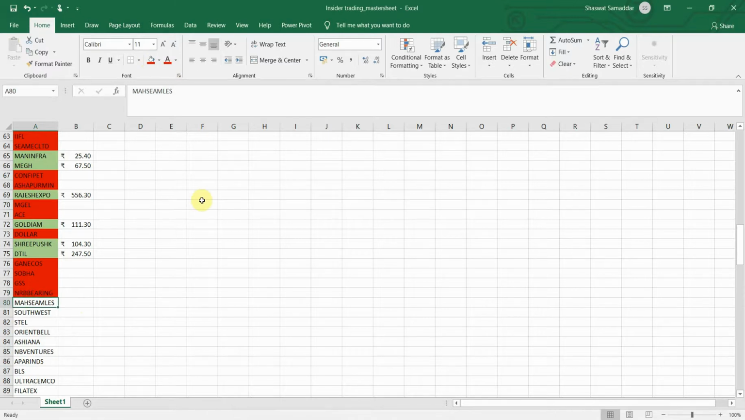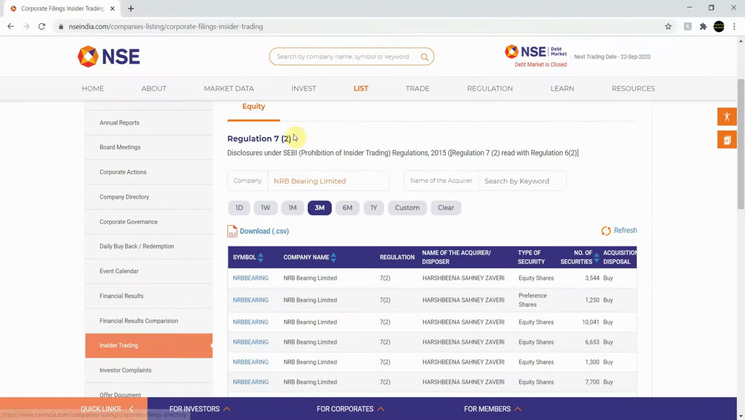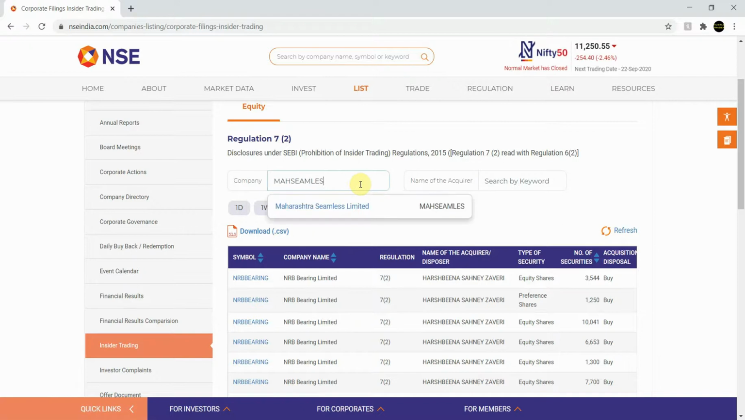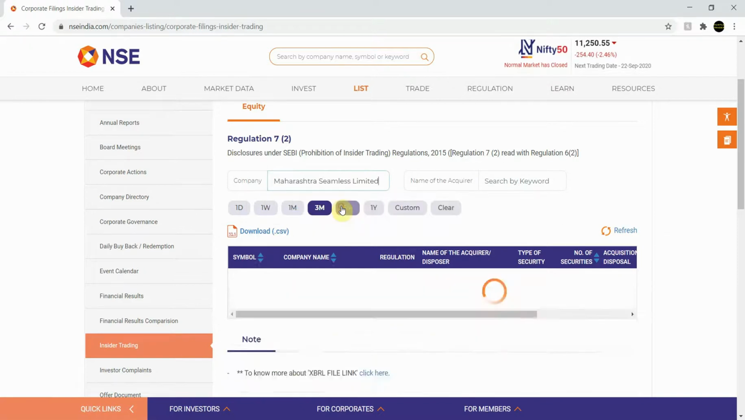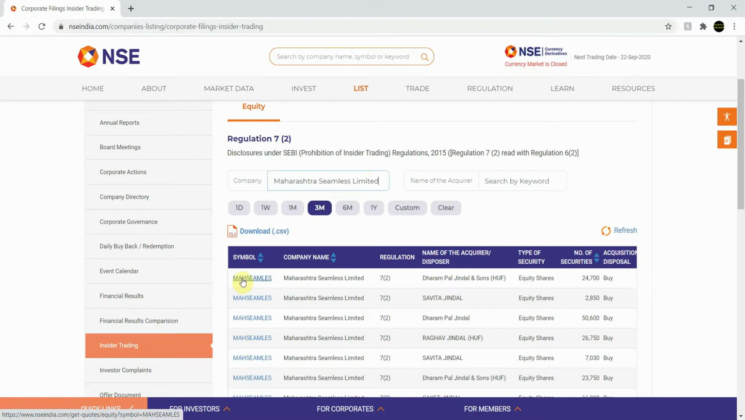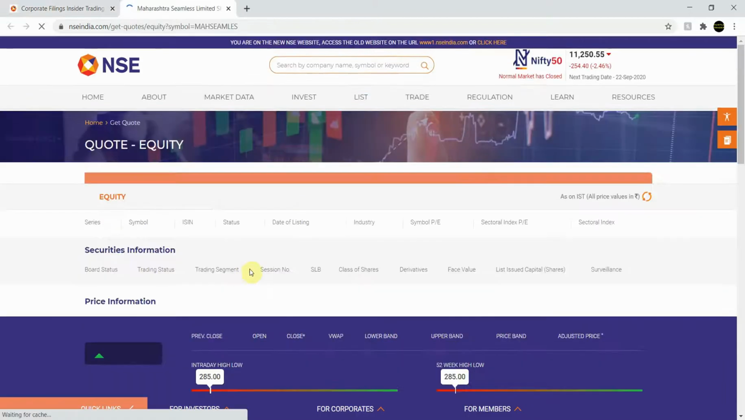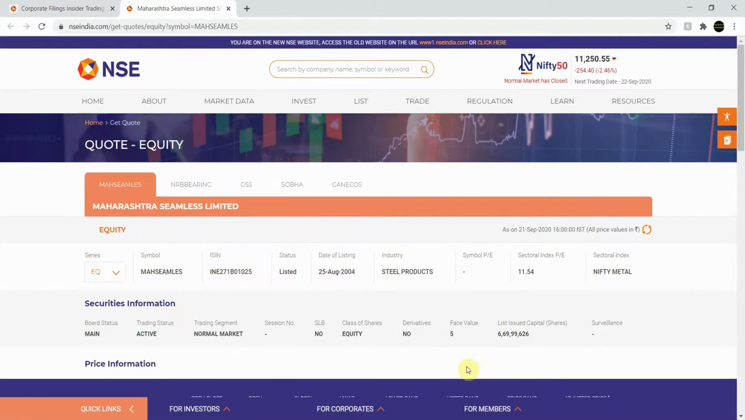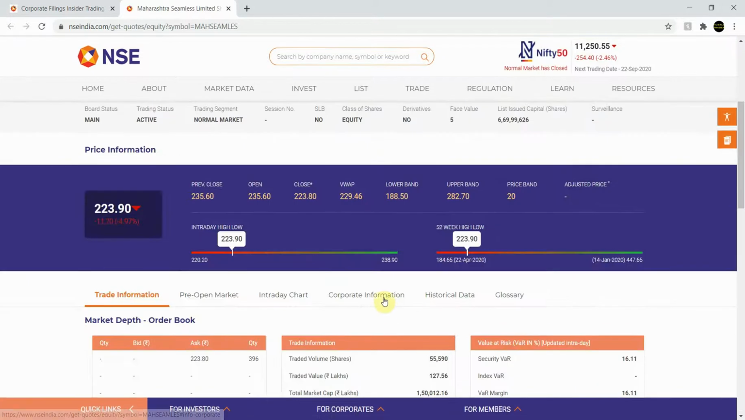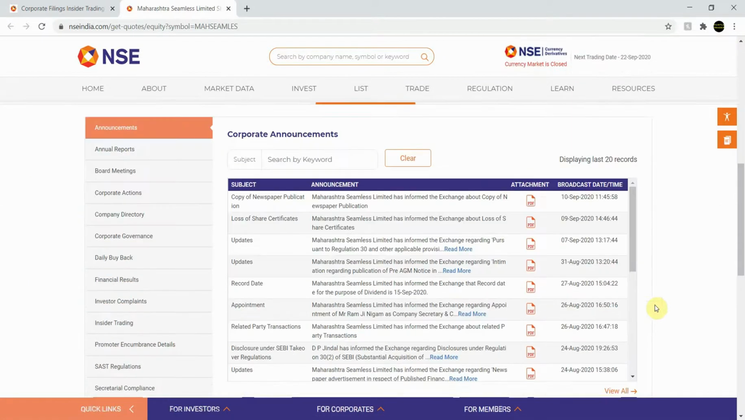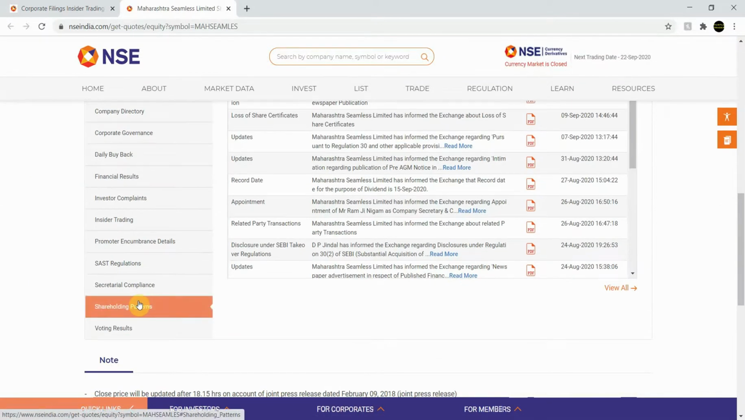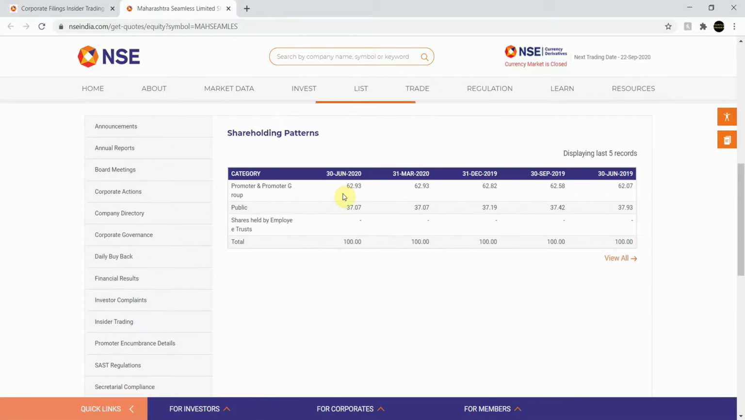Next one on the list is Mahasimiles. Okay, I don't know what's the full form of this stock. Let's find out, guys. I'll paste it here. Okay, Maharashtra Seamless Limited. I'll click on the company name right here. I'll click on the symbol. It will redirect me to the page of Maharashtra Seamless Limited. I'll go to the corporate information next. Next, I will check the shareholding pattern.